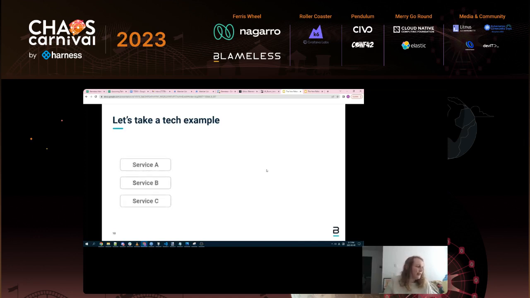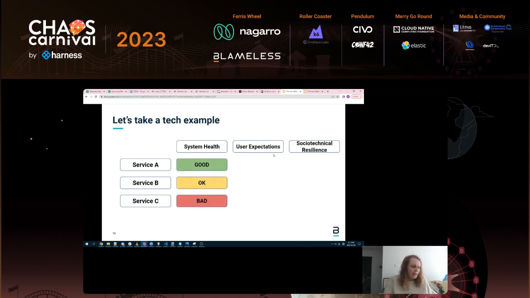So, we have three services, A, B, and C, and we're going to consider them under these three factors: their system health, their user expectations, and their socio-technical resilience. So service A, it's in quite good health. It rarely experiences outages. It's able to deliver fast, consistent results. Service B, it's okay. Sometimes it runs a little slowly, sometimes it goes down, but generally speaking, it delivers what people are expecting. Service C, though, not so good. We've had a lot of outages with it recently. Sometimes it goes down completely overnight, and generally speaking, it's not going to deliver anything that people request from it.